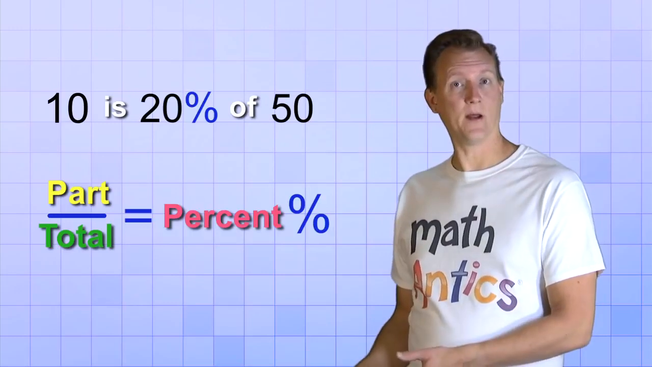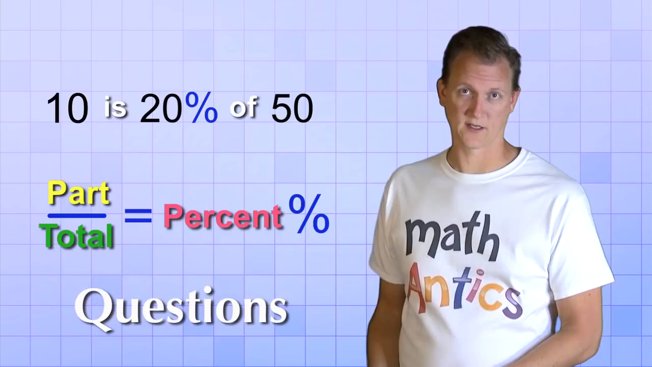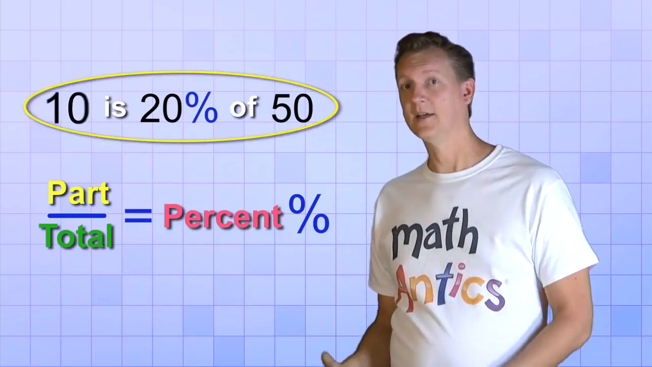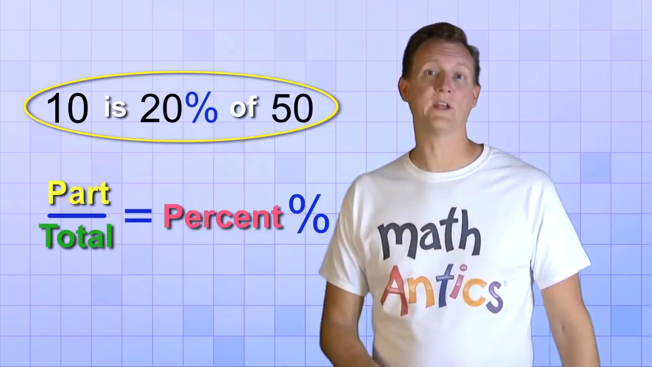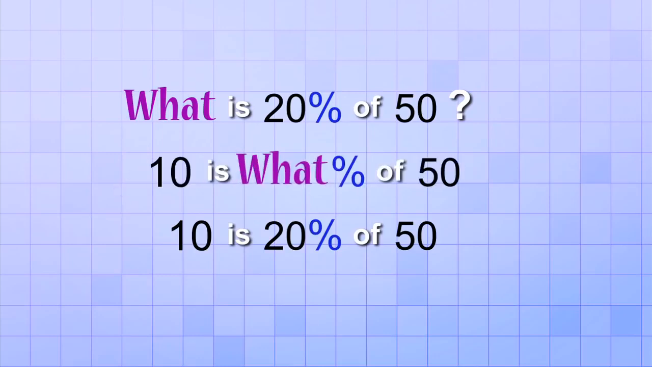And since there's three different numbers that can change in a percentage problem, that means there's three different questions that you can ask. To see these three questions, let's rewrite our original statement, 10 is 20% of 50, three different times. But in the first statement, we replace the 10 with the word what, and it becomes what is 20% of 50. In the second statement, we replace the 20 with what, and it becomes 10 is what percent of 50. And in the third statement, we replace the 50 with what, and it becomes 10 is 20% of what.